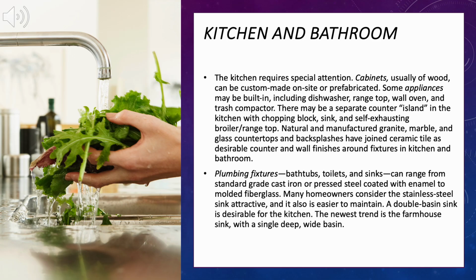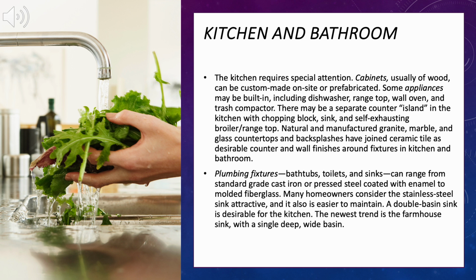Kitchen and bathroom. The kitchen requires special attention. Cabinets, usually of wood, can be custom made on site or prefabricated. Some appliances may be built in, including dishwasher, range top, wall oven, and trash compactor. There may be a separate counter island in the kitchen with chopping block, sink, and self-exhausting broiler, range top. Natural and manufactured granite, marble, and glass countertops and backsplashes have joined ceramic tile as desirable counter and wall finishes around fixtures in kitchen and bathroom.